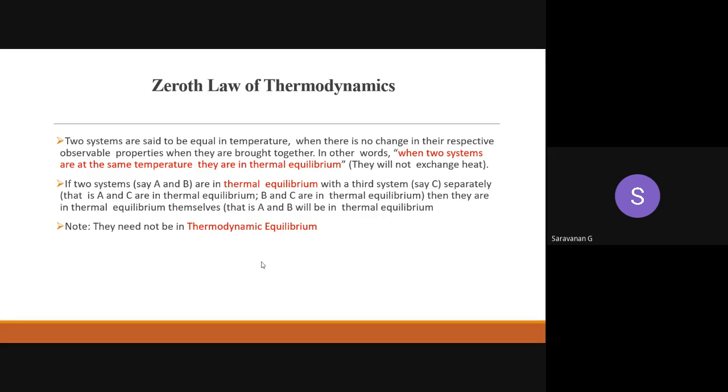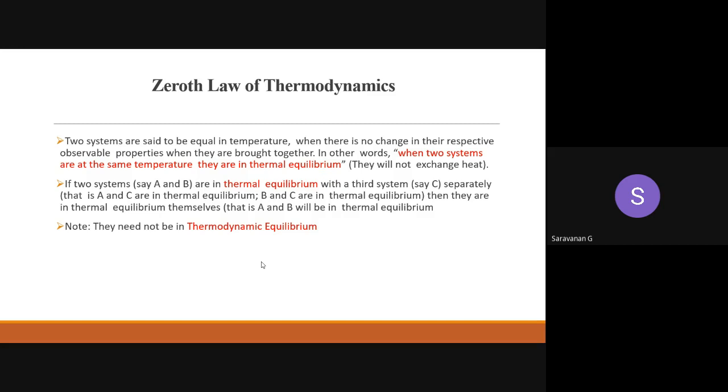Coming to the zeroth law of thermodynamics: if two systems A and B are in thermal equilibrium with a third system C separately, that is, A and C are in thermal equilibrium and B and C are in thermal equilibrium, then A and B also will be in thermal equilibrium. So it means A and B, B and C, C and A. When two systems are in thermal equilibrium with a third, they are all in thermal equilibrium, but thermal, not thermodynamic. That is very important. They need not be in thermodynamic equilibrium, but they should be in thermal equilibrium.